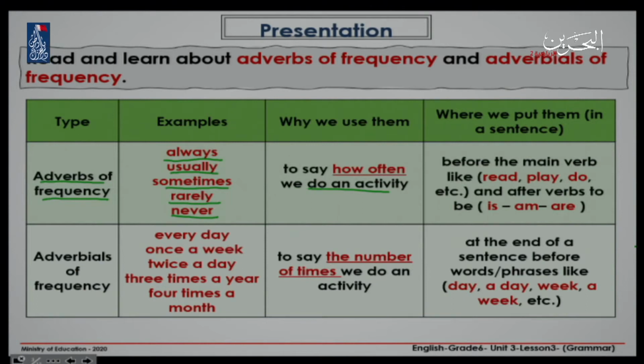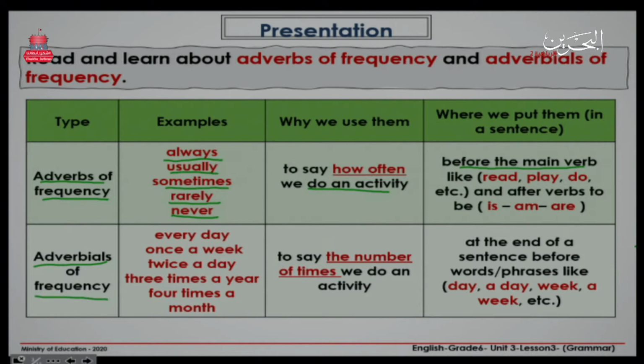So where do we put them in a sentence? We put them before the main verb. We can say, he always reads. I sometimes play. She usually does her homework. Or we can use them after verbs to be, like, he is sometimes late. She is always happy.